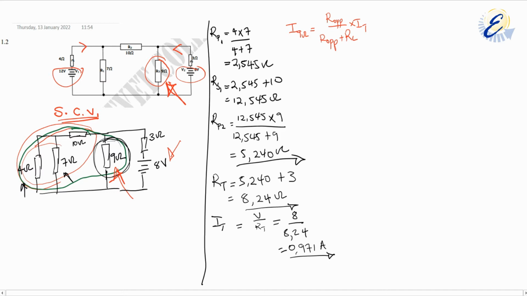Which one is our opposite resistor to 9? The opposite resistor to 9 is the combination of 4, 7, and 10. Which value is that one? It is our RS1. This is the opposite resistor, because this is how the circuit will be like.